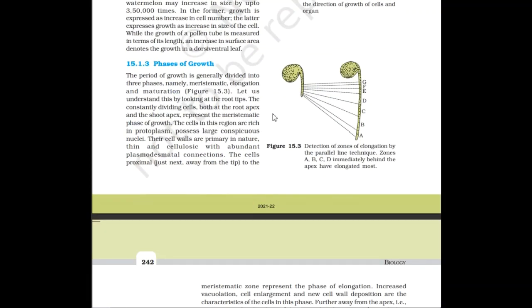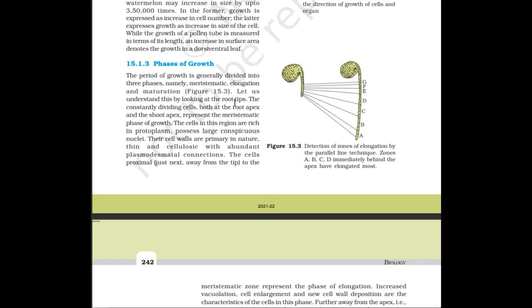Let us see the phases of growth. The period of growth is generally divided into three phases, namely meristematic, elongation, and maturation. Meristematic phase, elongation phase, and maturation phase. Figure 15.3. Detection of zones of elongation by the parallel line technique. Zones A, B, C, D immediately behind the apex have elongated most. Let us understand this by looking at the root tip.